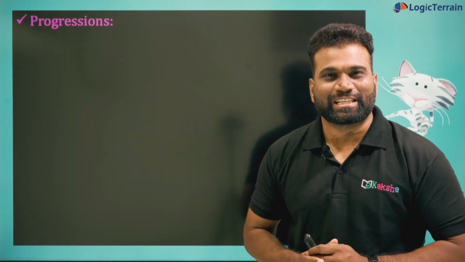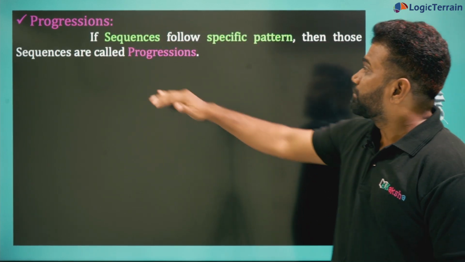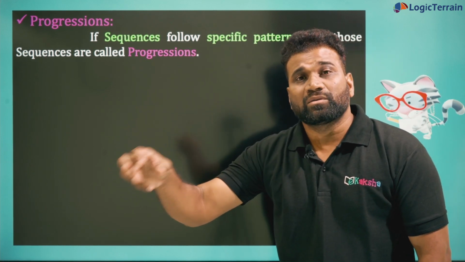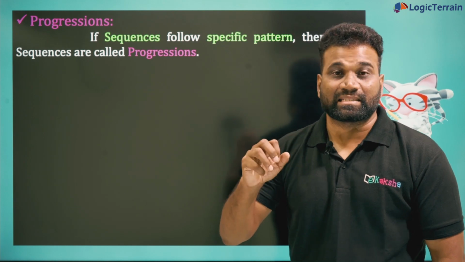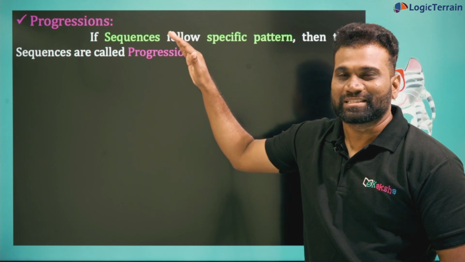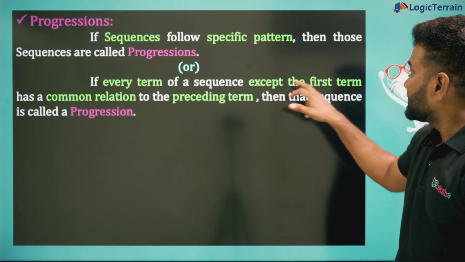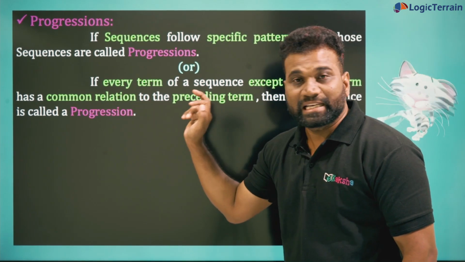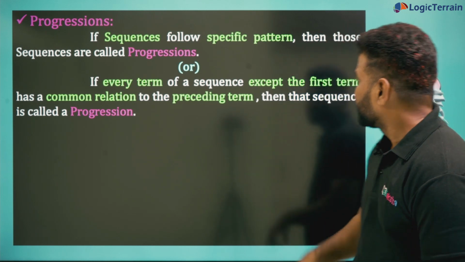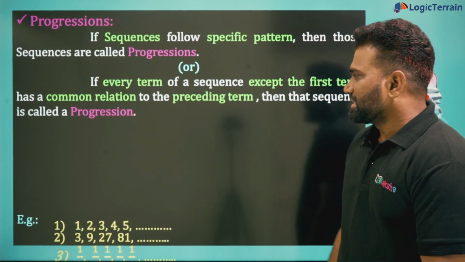Let's see what are progressions. If sequences follow a specific pattern, then those sequences are called progressions. We know if a list of numbers follows some pattern, they are known as sequences. If sequences follow some specific pattern, they are known as what? Progressions. Or we can say, if every term of a sequence except the first term has a common relation to the preceding term of it, then that sequence is called a progression. Clear? Let's see some examples.